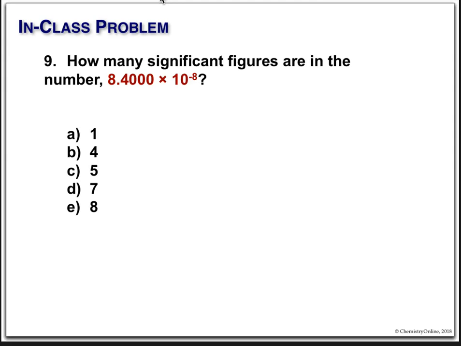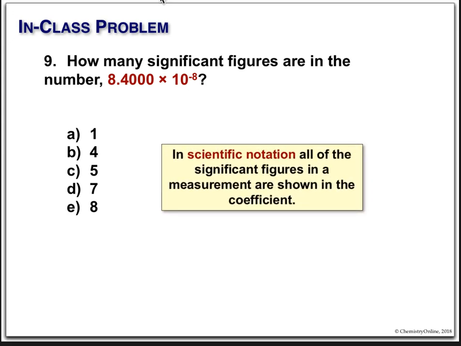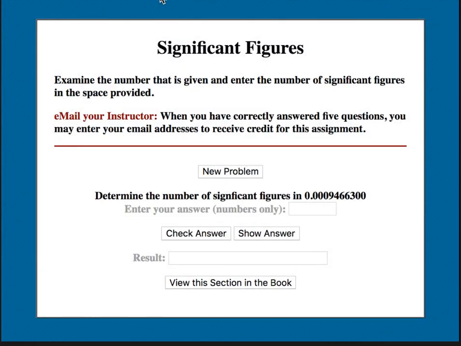Another significant figure problem. We look at this and say, oh my goodness, how simple can this be? This is written in scientific notation. We remember, in scientific notation, all of the digits that are in the coefficient are significant. So all we have to do is count. 1, 2, 3, 4, 5, and there we are. If you have any questions on significant figures, please just go back and do the tutorial. Again, it will help you if you have any questions.